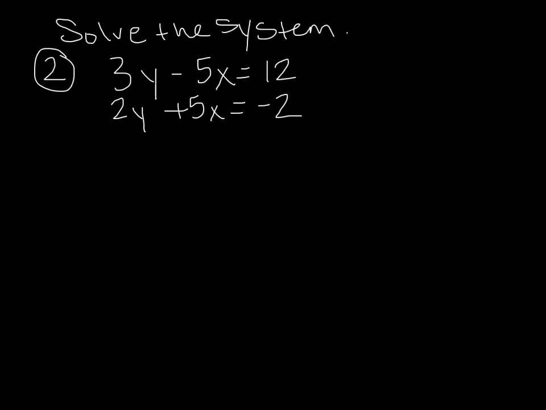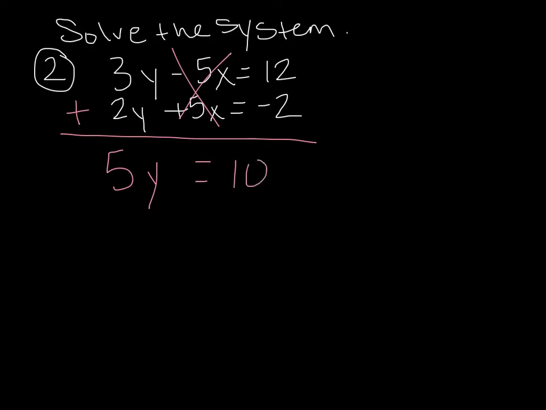Let's try another one. Number 2, so we want to look, do we have any variables that will eliminate? So we look at the y's. The coefficients are 3 and 2. Those won't eliminate each other, or they won't cancel each other out. The x's are negative 5 and positive 5. Well, negative 5 and positive 5 do go away, so that's what we want. So we're going to add our equations. 3y plus 2y is 5y. Negative 5x plus 5x cancel, equals 12 plus a negative 2, which is 10.